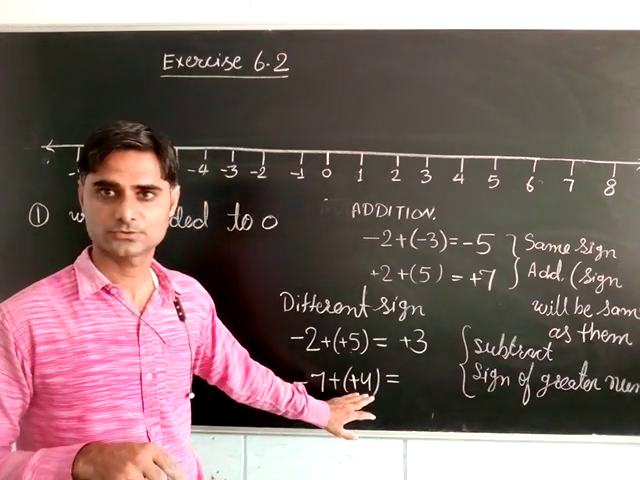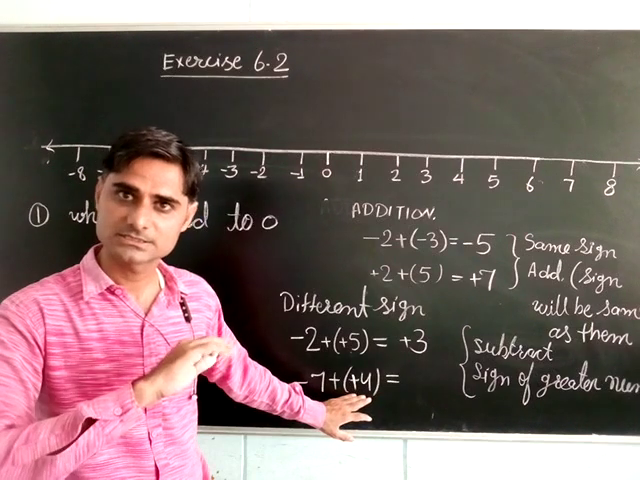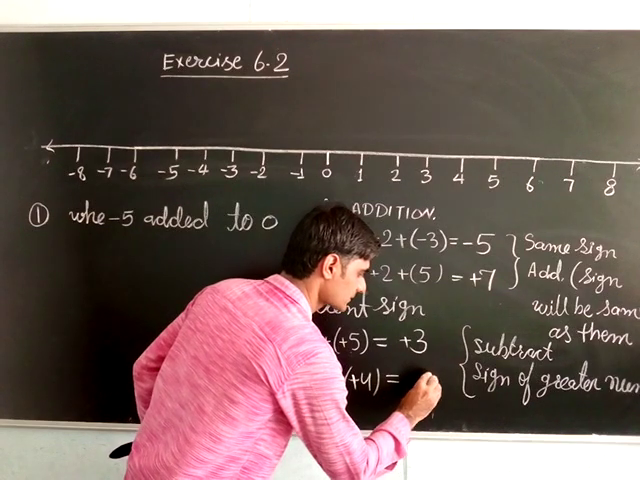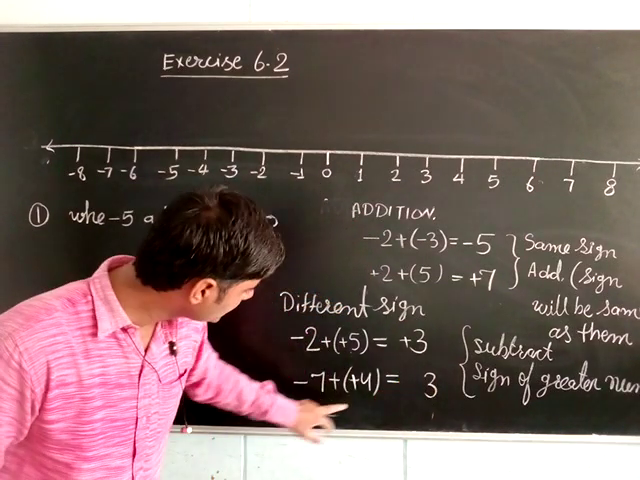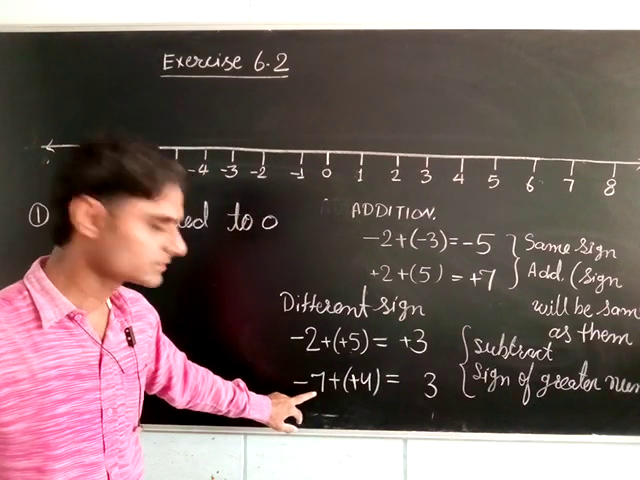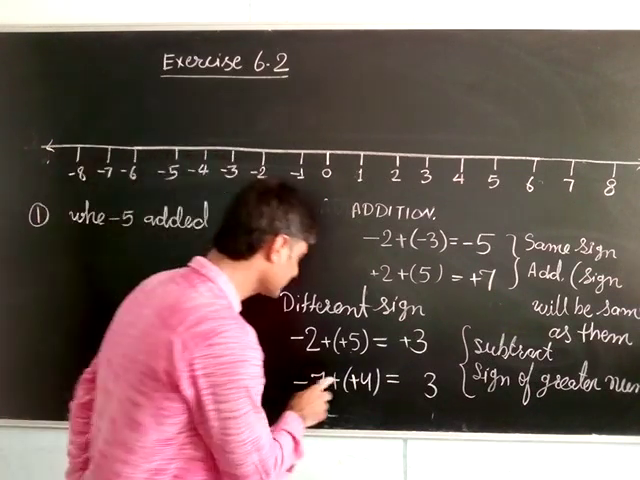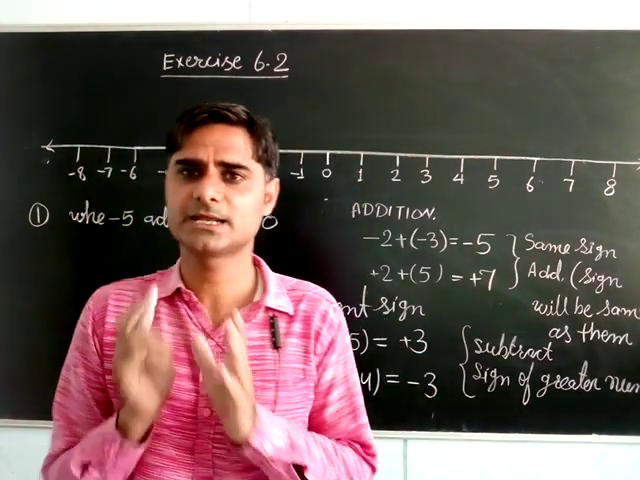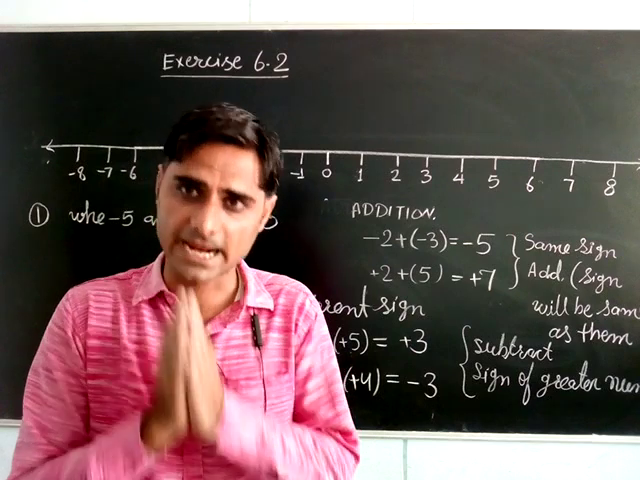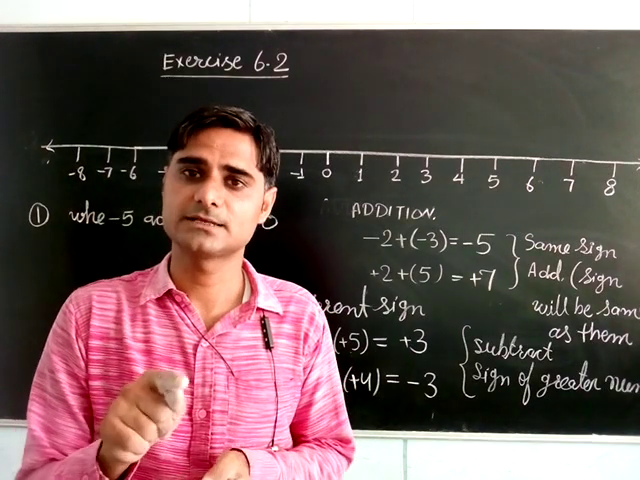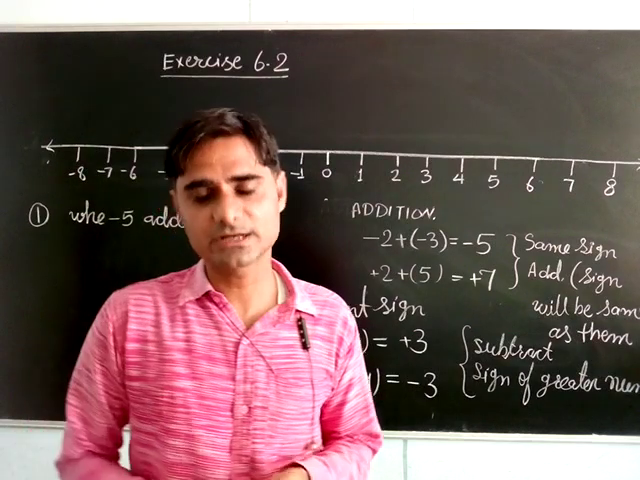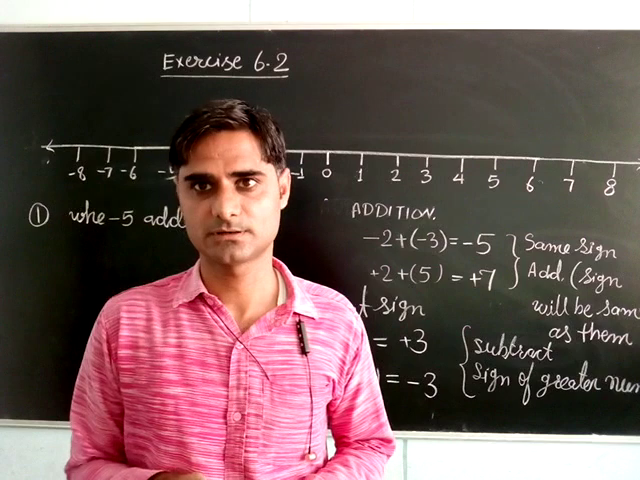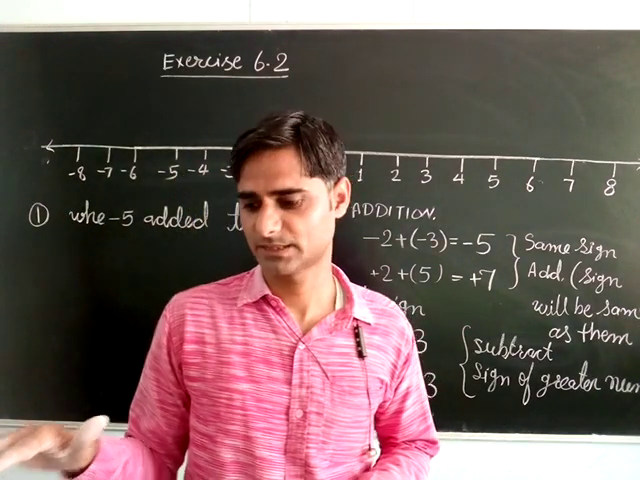Similarly here, this is -7, then this is plus 4. -7 and plus 4. Different sign, just subtract. 7 minus 4 is equal to 3. But which one is greater? This one. Right? This is greater number, minus 3 will come. So simple thing is there, if same signs are there, just add them and sign same as them. If different signs are there, just subtract them, sign will be of greater number. This is only nothing else.